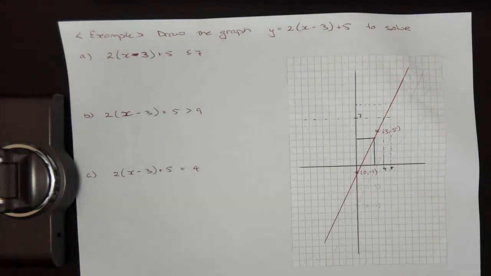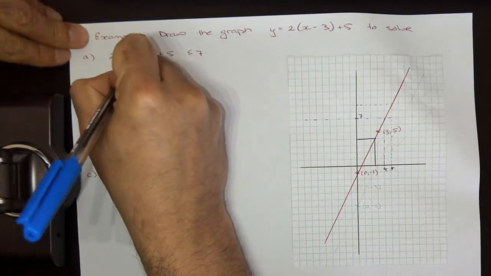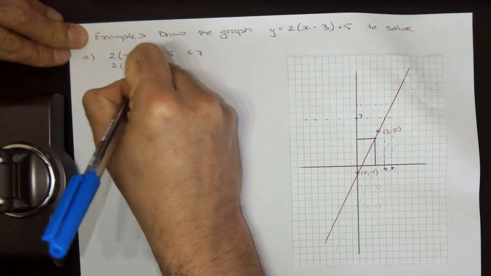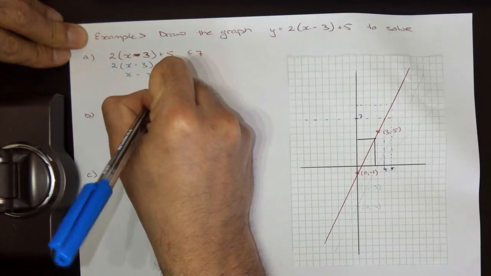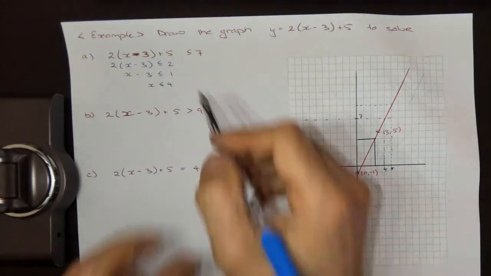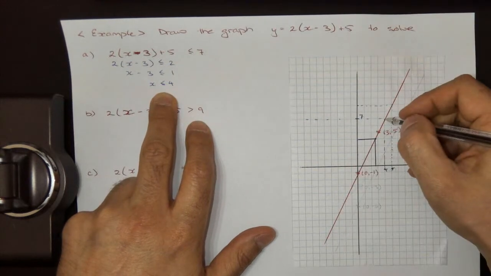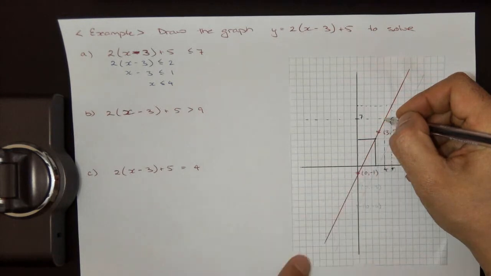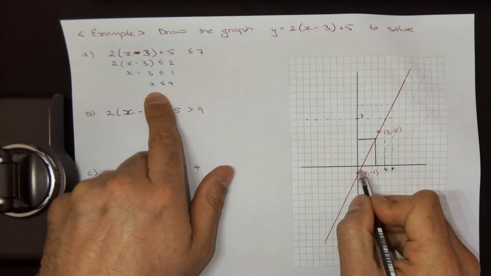Algebraically, we've got x equals 4. So this function is less than 7 when x is less than 4. Here's my 7. I hit the line, and the line is less than 7 when x is less than 4. So it's all this area.